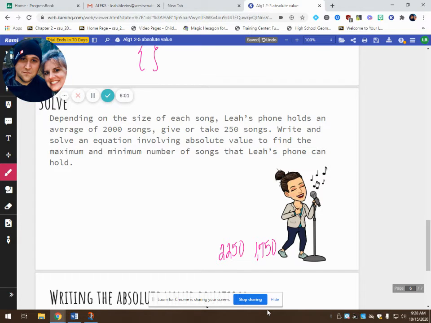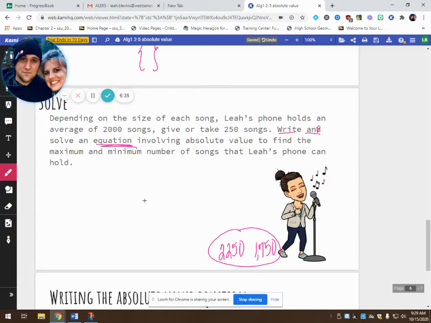But the problem didn't ask for me to just find the solution. It asked me to also write and solve an equation involving absolute value to find the maximum. So I've got to write this equation. So this gives me the answer, but it didn't give me the equation. And the important thing here to realize is, yes, we don't need to write it out, but this helps us understand how the absolute value actually works. It helps us to see it in a real world situation.